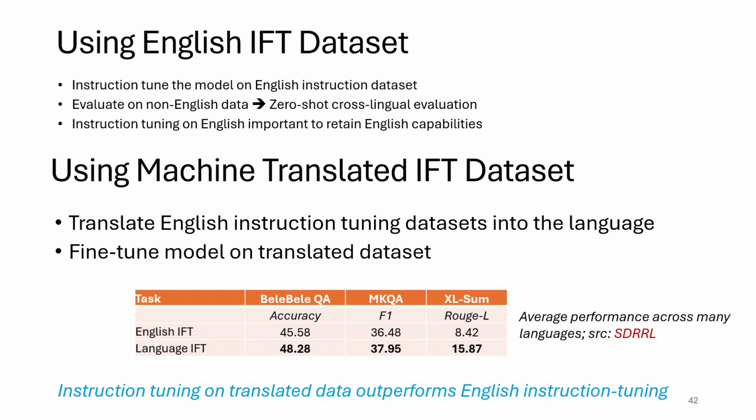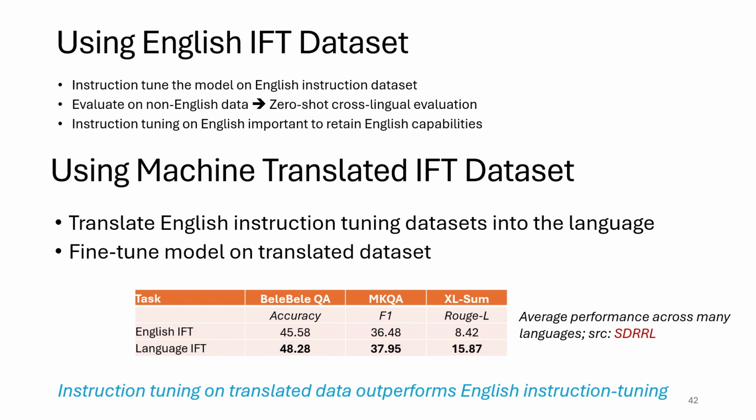So the first strategy is just to use English IFT data. There are a lot of English instruction fine-tuning data sets like say Dolly or Open Assistant or Alpaca, etc. So we could just instruction fine-tune on English and just evaluate on non-English data. So this is mostly zero-shot cross-lingual evaluation of these models. The other is, of course, we can take all these English data sets and translate them into your language of interest and then fine tune the model on the translated data sets.